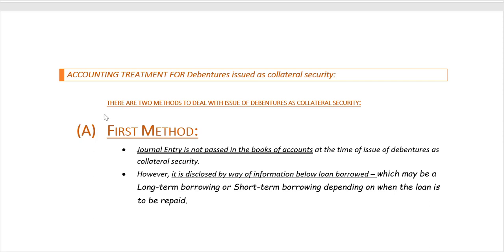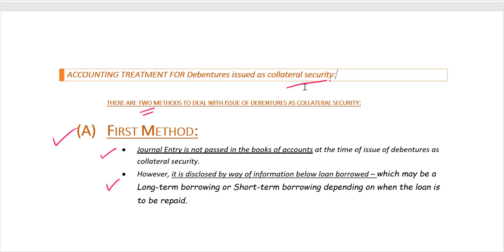Let's go into the accounting treatment for debentures issued as collateral security. There are two methods to deal with this issue of debentures as collateral security. We will deal with this one by one. Let's begin with the first method. Now, in the first method, journal entry is not passed in the books of accounts at the time of the issue of debentures as collateral security. So, there will not be any journal entry passed for issue of debentures as collateral security in the books of accounts of the company.